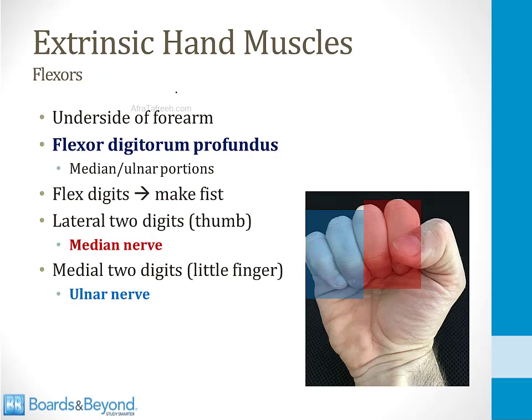Now let's talk about the extrinsic hand muscles. These are muscles that move the digits but are found outside of the hand in the forearm. We'll start by talking about the flexors. The extrinsic flexors are found on the underside of the forearm, and one of the most important is the flexor digitorum profundus muscle. This muscle has innervation by both the median and ulnar nerve.